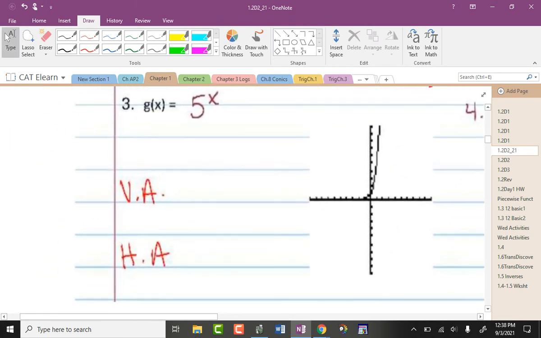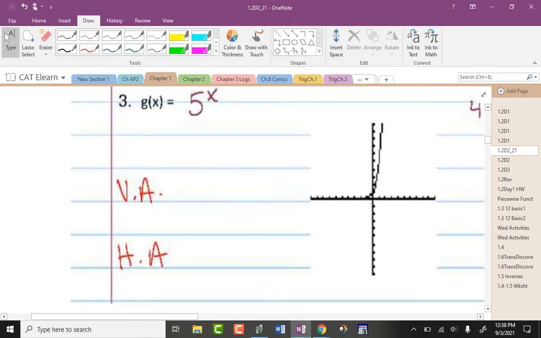This is where it gets a little tough. Let's go to this one. We're not going to the graphing calculator because I can do this with a chart of values. This is not a rational function. This is an exponential.